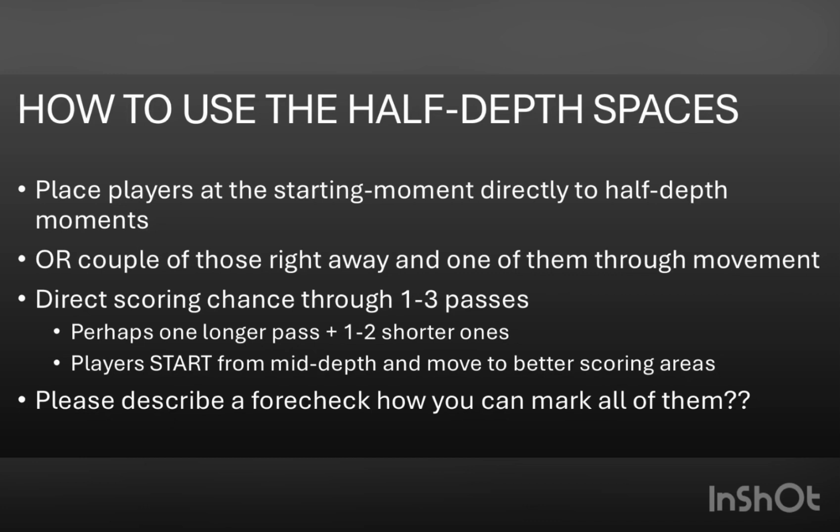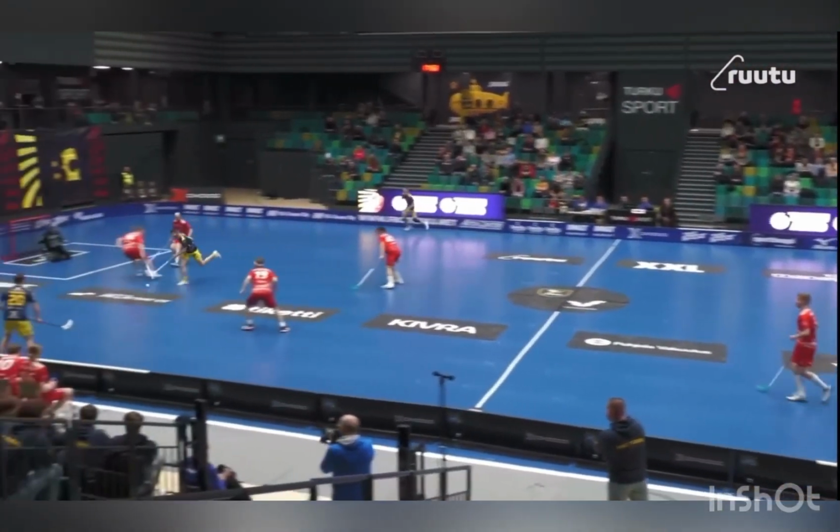And please describe a forecheck to me that can mark all of these players out, because I'm a bit confused. I cannot figure out any forechecking formation that could, with proper form, be solid enough to take all of those out. And here's a clip that showcases exactly that.